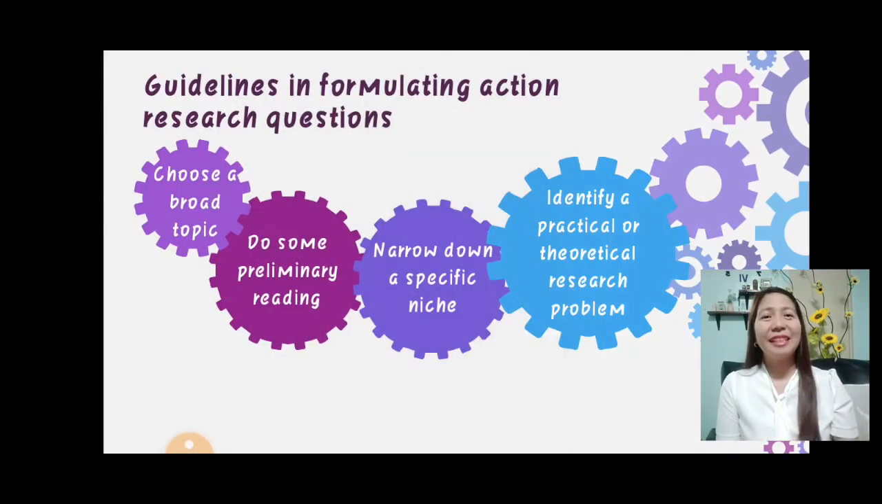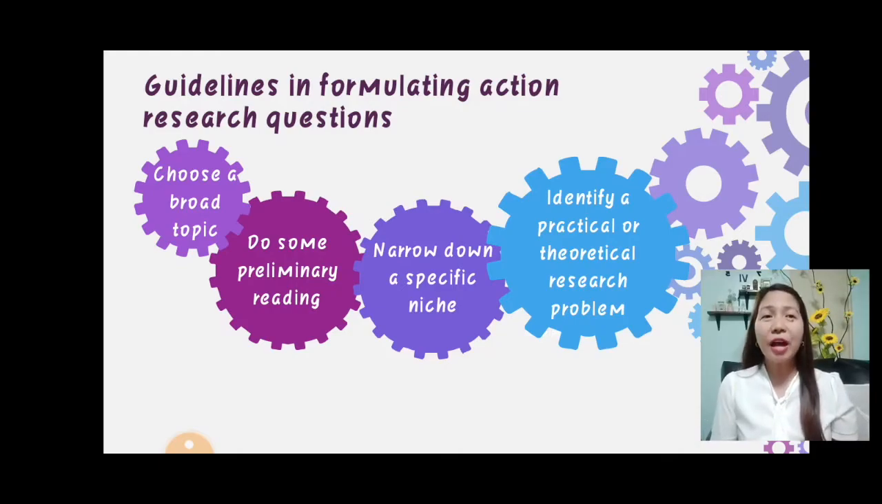Now, I will give you some guidelines in formulating action research questions. If you're going to follow this, I am sure enough that you can come up with a good action research question. Number one, you choose a broad topic. From a broad topic, you have to do some preliminary readings, which means you're going to read, and read. Try to read more. After that, you're going to narrow down to a specific niche. It is actually your time to choose now. You have to narrow down.